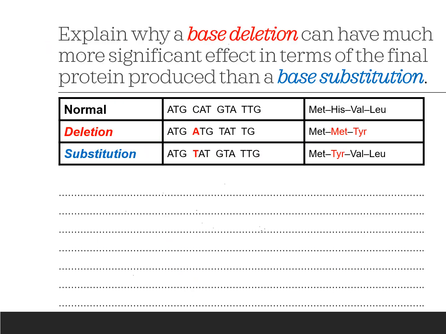Let's do a question to check your understanding of gene mutation. Explain why a base deletion can have a much more significant effect in terms of the final protein produced than a base substitution. In order to answer the question, let's take a look at the case in substitution. Are the triplet codes affected? How many triplet codes are affected? How many amino acids are affected? Let's write it down.